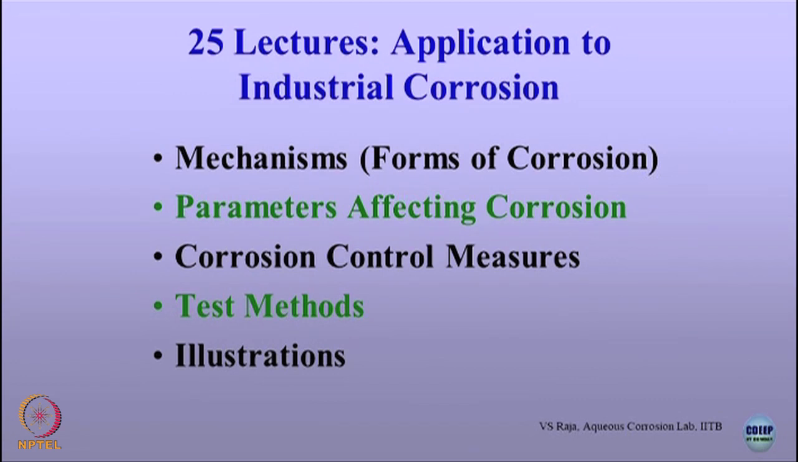How to do that? We need to understand the mechanisms. So in the next part of my course, about 25 lectures, we deal with the mechanisms, the various forms of corrosion. When you know the mechanisms, you can figure out what parameters affect corrosion in each case, right? If you know the parameters affecting corrosion, you can devise the control measures yourself. You don't have to read the book. If you know the basics, you can devise the test method yourself. You don't have to go to the book again.